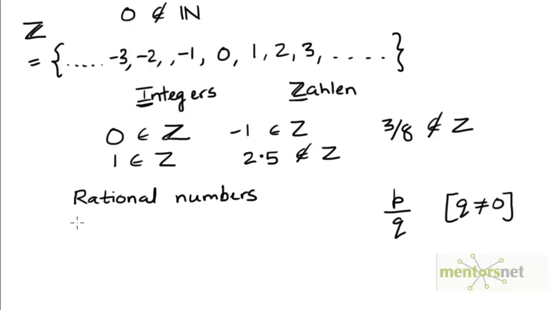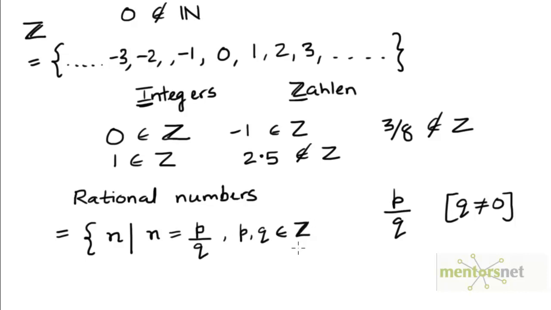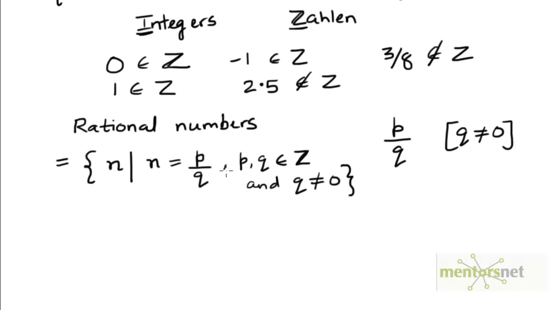Now it turns out that it's fairly easy to represent the set of rational numbers in set builder notation. We can do that by writing it as a set of all numbers n such that n is the ratio of two numbers p and q, where both p and q are integers. This means they belong to the set Z, which is the set of integers, and q is non-zero. So this is a simple way in which we can write the property of rational numbers, which has to be satisfied by every member of the set of rational numbers.